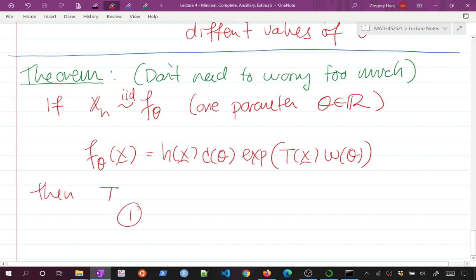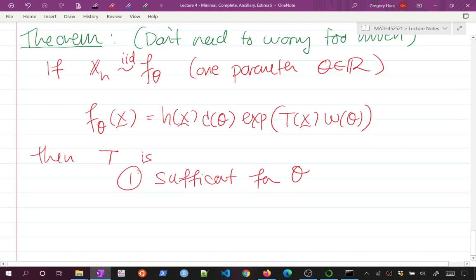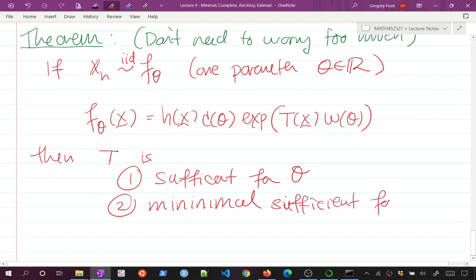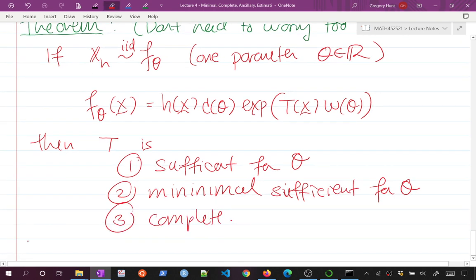Then, so let's write that. It is sufficient, and t is 1, sufficient for theta. Indeed, it is minimal sufficient for theta. And 3, it is complete. And honestly, beyond this lecture, we're pretty much not going to talk about minimal sufficiency or completeness.